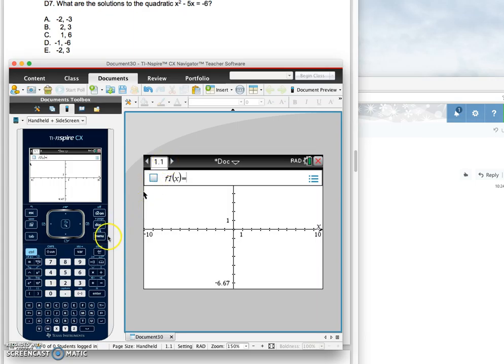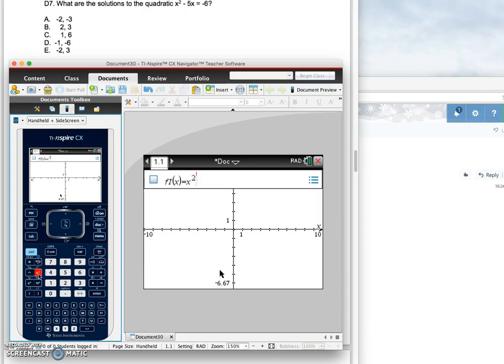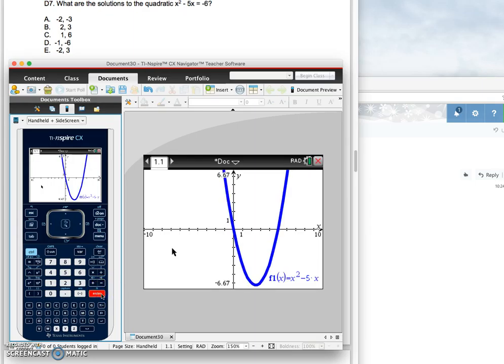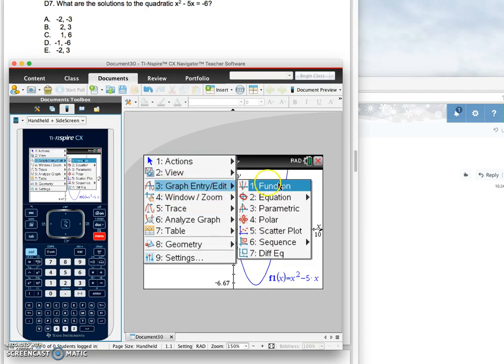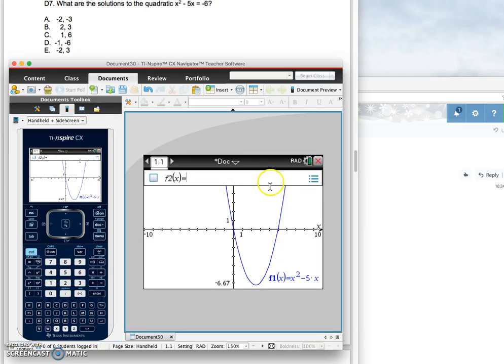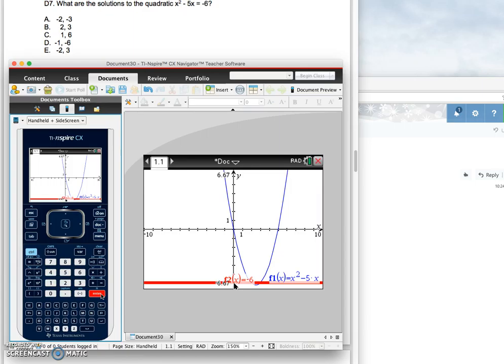Okay, so here's what we do. We've got our equation, so we just type in x squared minus 5x. That's going to be our graph one, so let's just go ahead and enter. And then what we're going to do is look at where they cross. So we need our second graph, which is the right side, which is negative 6. We hit enter here, and notice that it crosses right here.